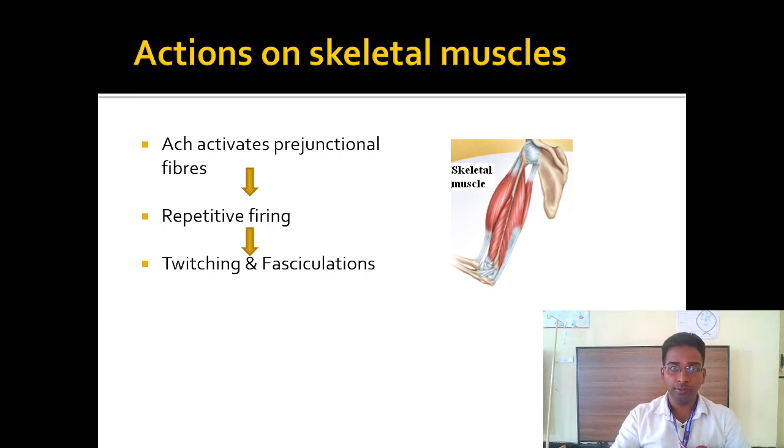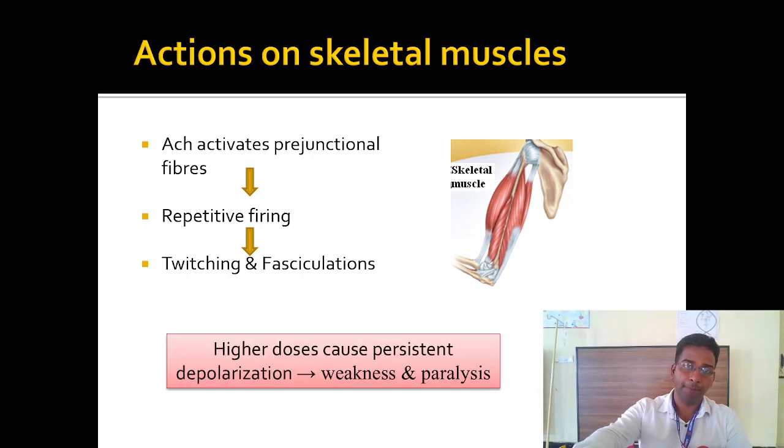So when we inject acetylcholine as such or indirectly acting cholinomimetic drugs, it will increase the repetitive firing at the muscle end plate and it will cause twitching and fasciculation. And even in higher doses, it can cause persistent depolarization and ultimately results in weakness and paralysis.